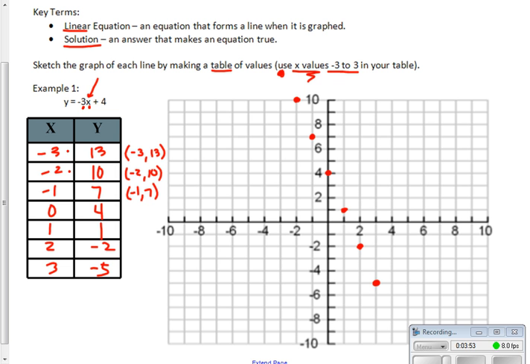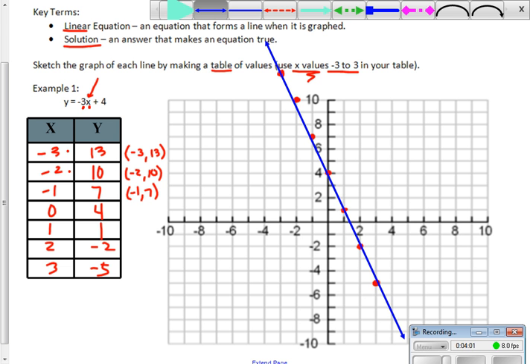Now you can go ahead and use a straight edge and draw a linear line all the way through those points. And there's that linear line. Notice that it goes all the way through the points. It just doesn't connect the dots. It goes all the way through them. It goes through my x and my y axis, and I have an arrow on each end indicating that this line goes on forever in both directions.